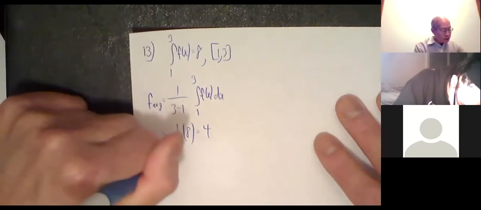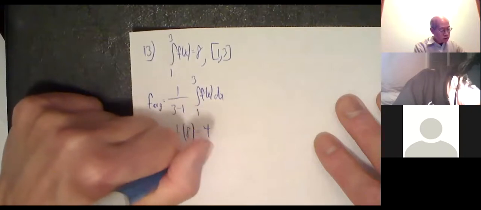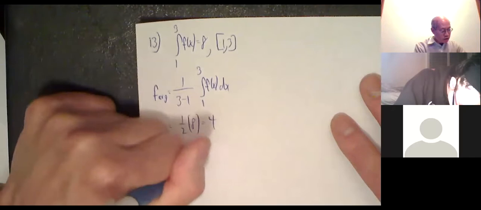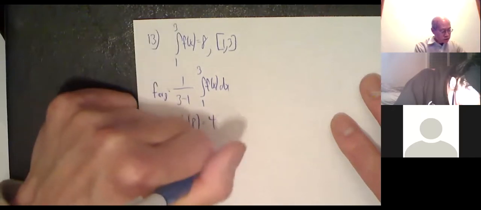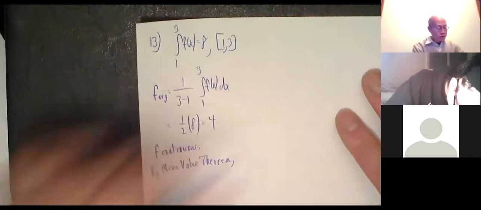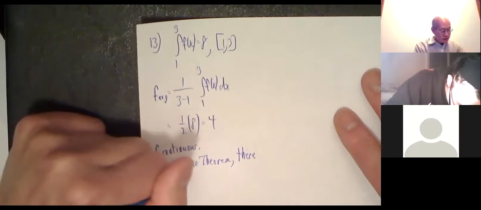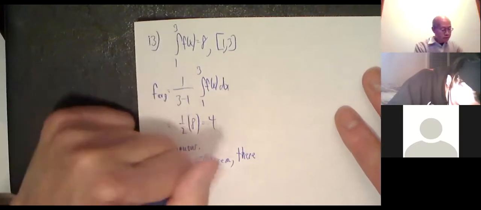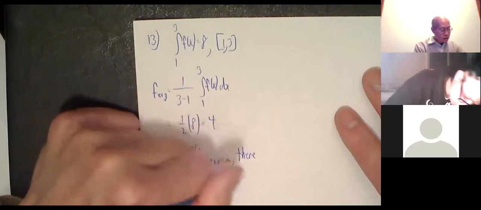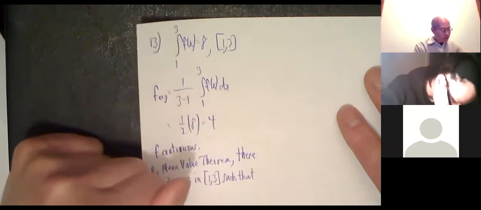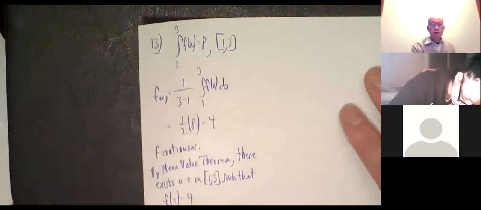And they told us that f is continuous. So there it is. Okay, so by the mean value theorem, there exists a c between 1 and 3 such that f of c is equal to 4. That's pretty much just using the mean value theorem there.